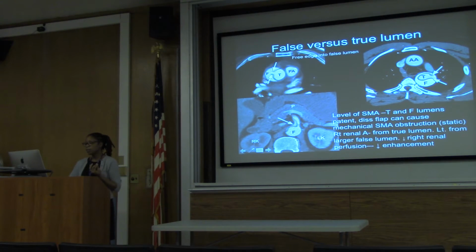The problem comes in a situation like this. So here's the false lumen again. It's enhancing, it's larger, but it's compressing the true lumen. You can barely see it, it's almost slit-like. The problem with this is that if you look at the kidneys, the right renal artery is coming off of this true lumen, but it's being compressed so much by the false lumen that it's now hypoperfused. So this patient is at risk for renal loss and significant renal insufficiency.